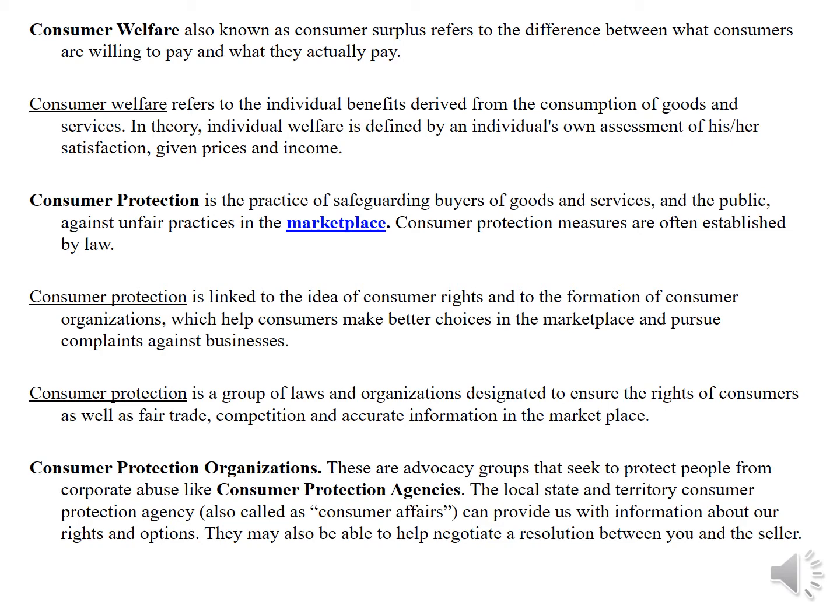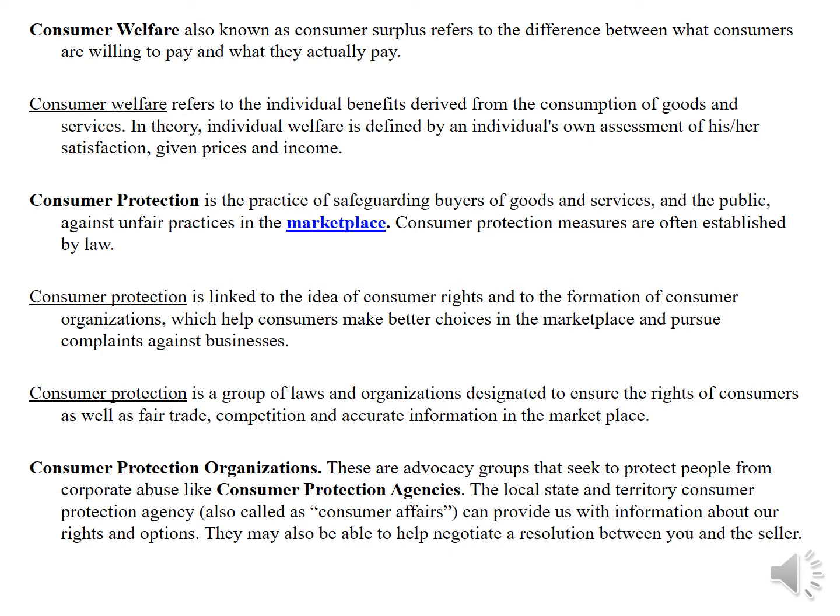Consumer welfare, also known as consumer surplus, refers to the difference between what consumers are willing to pay and what they actually pay. Consumer welfare refers to the individual benefits derived from the consumption of goods and services. In theory, individual welfare is defined by an individual's own assessment of his or her satisfaction, given price and income.